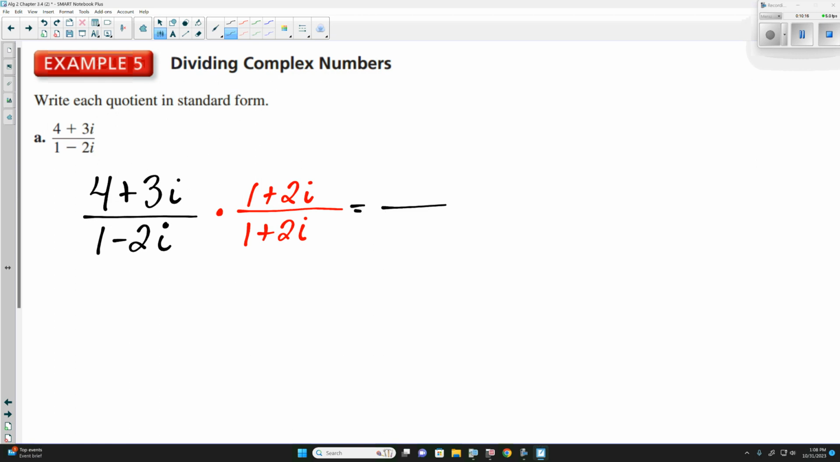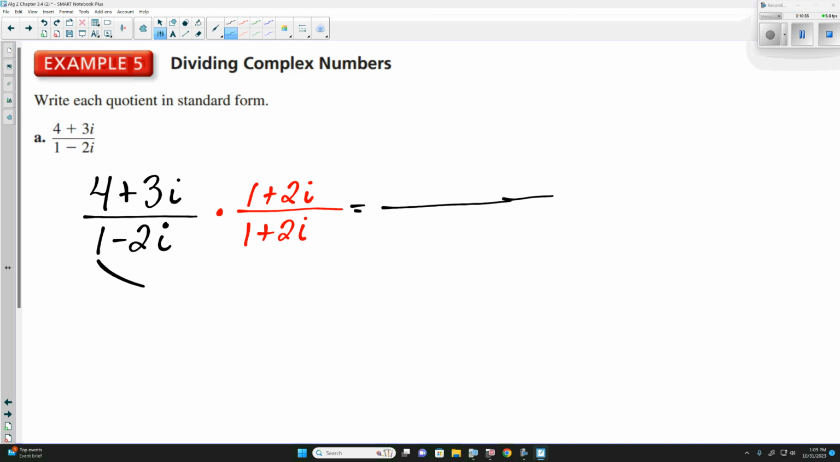So, to simplify this fraction, to write it in standard form, we're going to multiply the numerator and denominator by 1 plus 2i. But in essence, what is 1 plus 2i divided by 1 plus 2i? Anything divided by itself is 1. So 1 plus 2i over 1 plus 2i is just a fancy way to write 1. So we're not really changing the fraction itself, because anytime we multiply by 1, it stays the same. We're just changing how it looks.